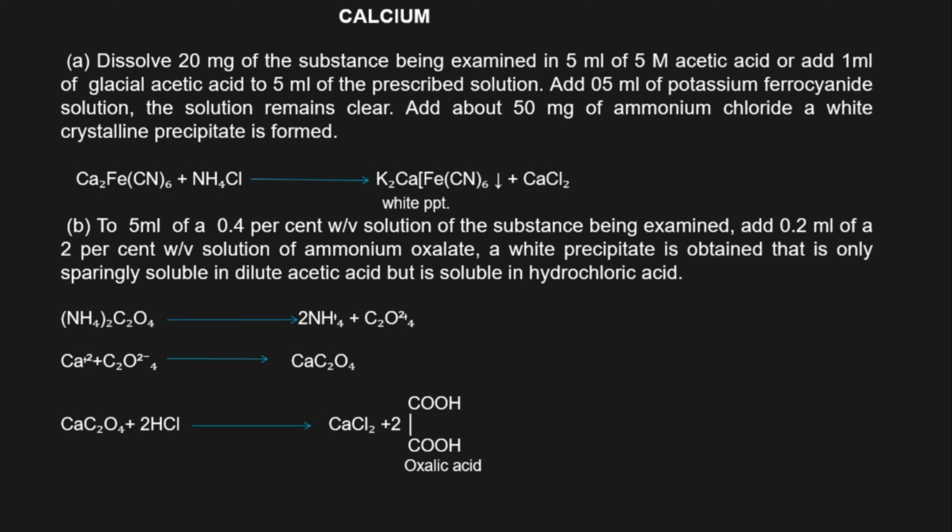Here, ammonium oxalate dissociates into ammonium ion and oxalate ion. This oxalate ion reacts with the sample having calcium ion and forms calcium oxalate. This calcium oxalate, when treated with hydrochloric acid, results in formation of calcium chloride and 2 molecules of oxalic acid. The white precipitate which we have obtained is due to the formation of calcium oxalate, and its disappearance is due to formation of calcium chloride by the addition of hydrochloric acid.